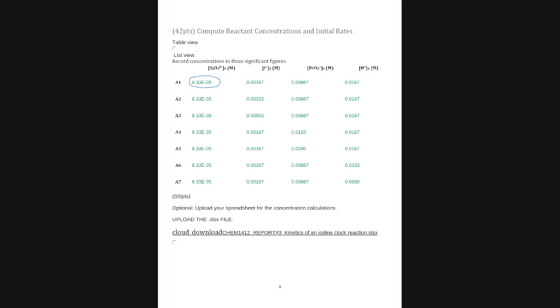Is time involved in the calculation? Yes, time is, Alonso, time is involved. That's why this takes forever. So we are gonna get there. This is the first step. We have basically the initial concentrations.